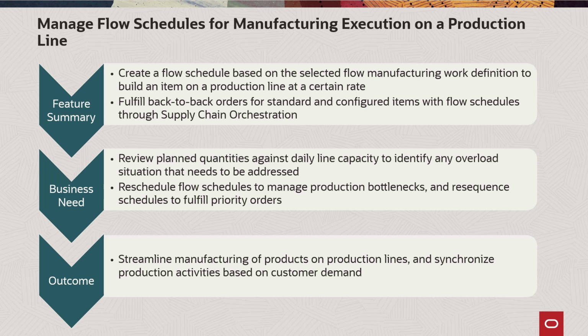For any given production line, the flow schedule summary page provides a week's worth of information, displaying day-wise planned load on the production line, the line capacity, and the net available capacity after considering the production load. This helps in identifying overload situations that need to be addressed. Using the reschedule action, users can manage production bottlenecks and level load production lines. And on any particular day, users can resequence schedules to fulfill priority orders.